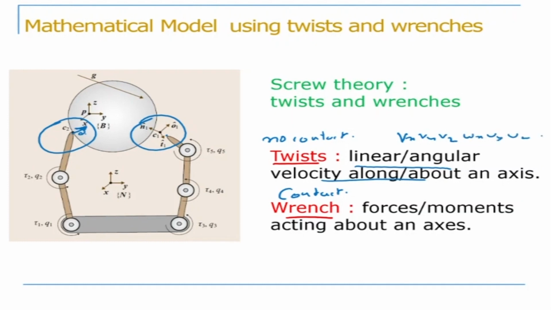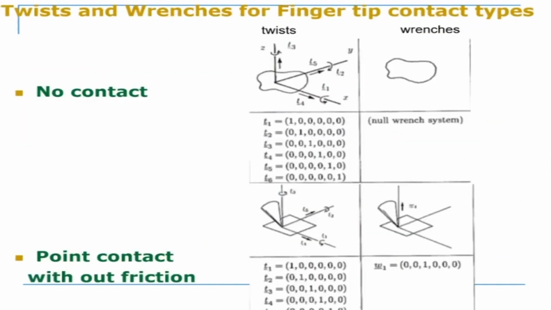Now, what are wrenches? Wrenches are the forces and moments acting about an axis at the contact points. And how many forces can there be? There can be 3 forces: Fx, Fy, and Fz. And how many moments can there be? Mx, My, and Mz. And again, we have 6. So you have 6 here and 6 there. Now, depending on the type of contact that we have, you can have twists or you can have wrenches.